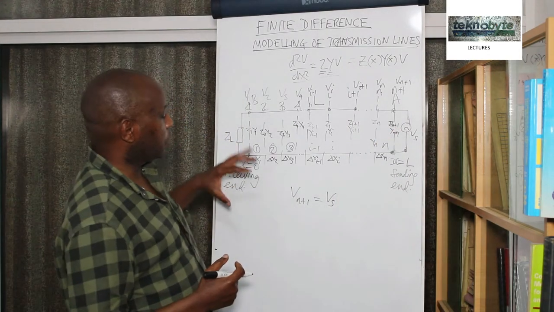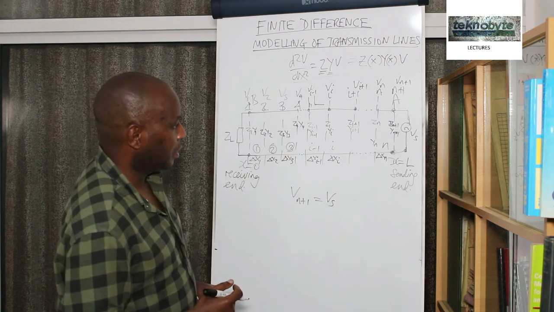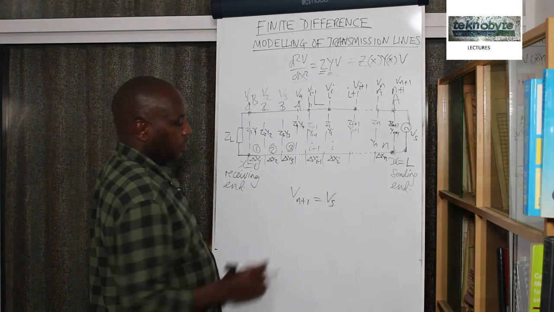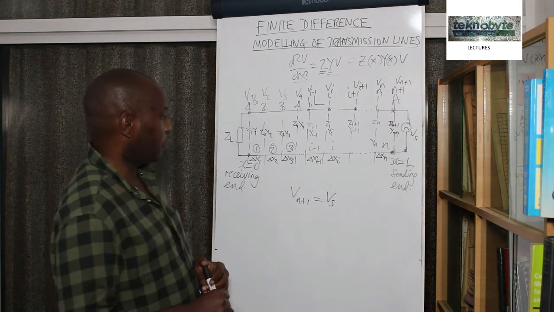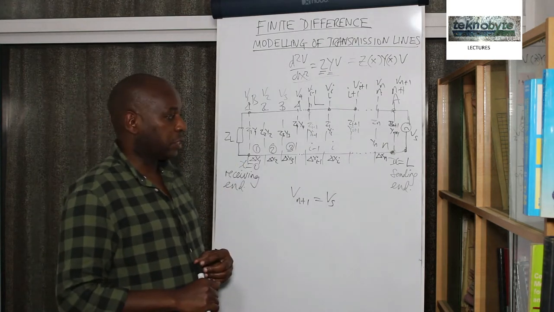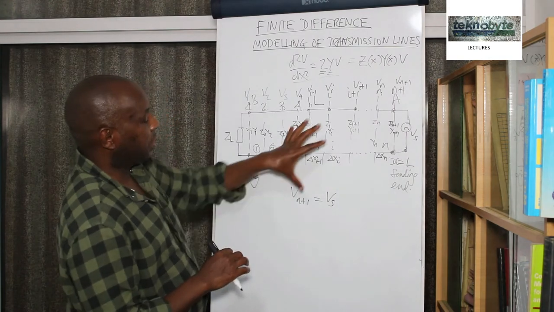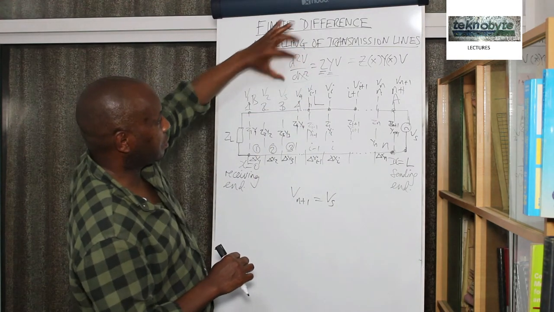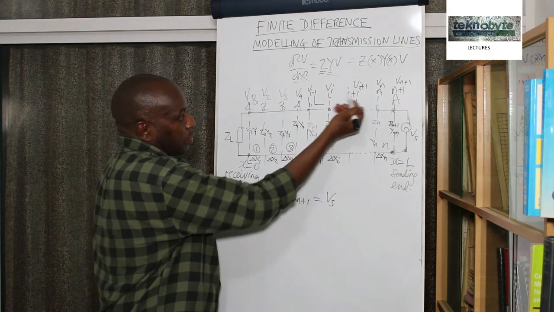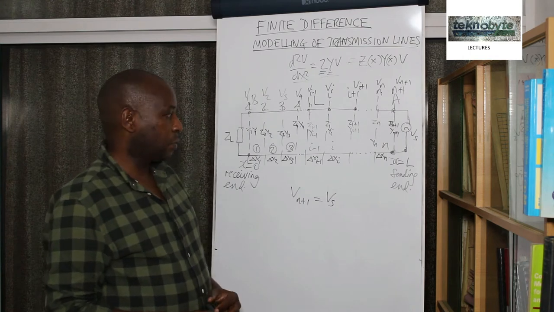Indeed, we are only going to solve for the voltages V1 to Vn, because we have already said that Vn plus 1 is known, and it's one of the constraining values. We'll see how we do that. So with this kind of model for the transmission line, we are now ready to go to the next stage, where we see how we'll approximate this second-order differential equation with the consecutive nodal voltages and the separation between those voltages.